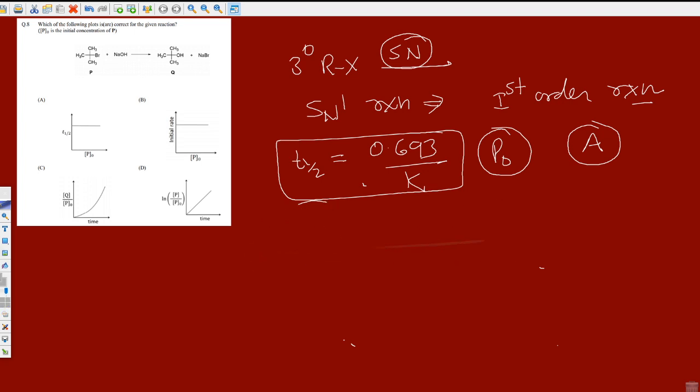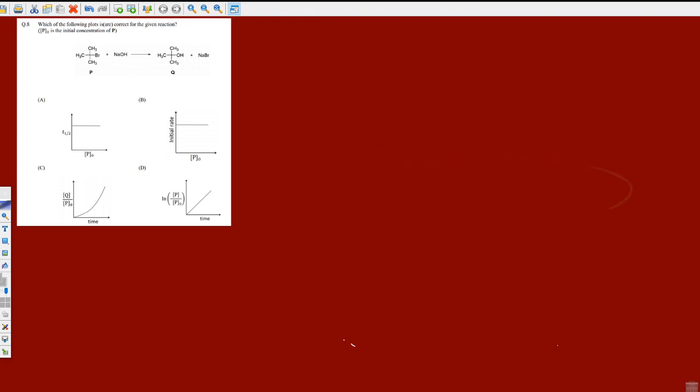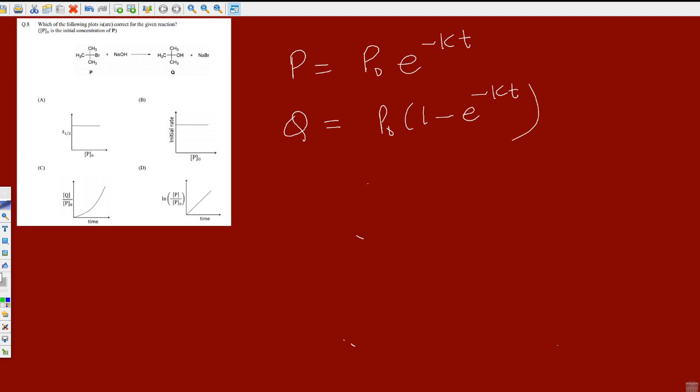Now if we look at C, we know in the case of a first order reaction, the concentration of P changes like this, P naught into e to the power minus KT, and the concentration of Q would change like P naught into 1 minus e to the power minus KT.